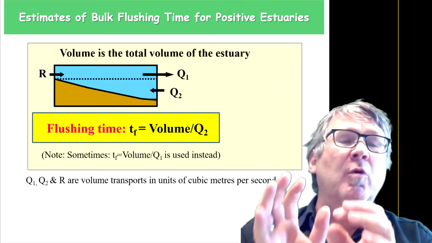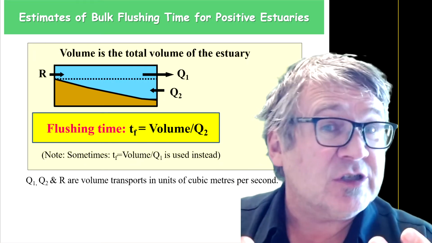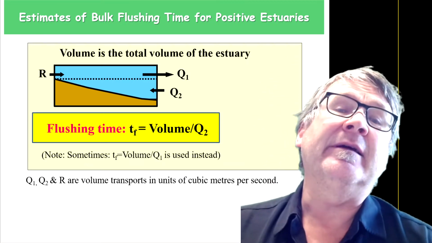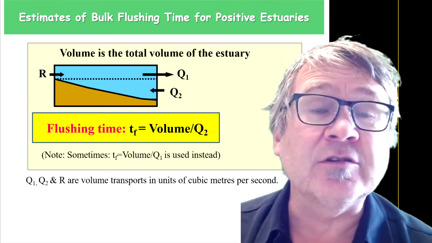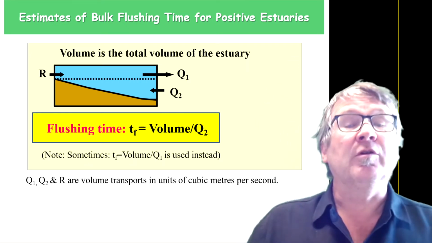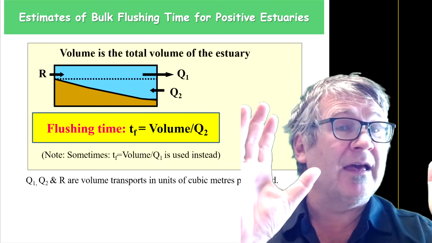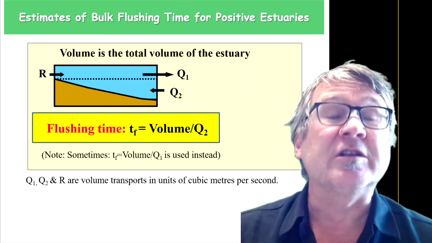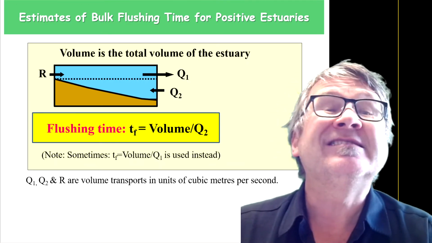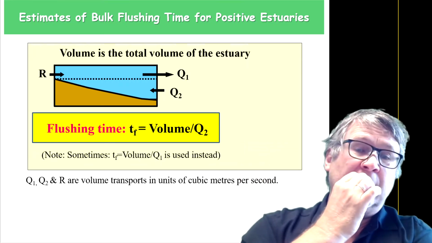And in terms of flushing time, we actually use the inflow of seawater as a source of new water, because the river water itself can be polluted. It's often a source of pollution, so we use Q2 as the source of new water. So you work out the flushing time from the ratio of the total volume that you have and Q2, which is the volume transport of the incoming, inflowing seawater. Okay? So this is how you can put your model.